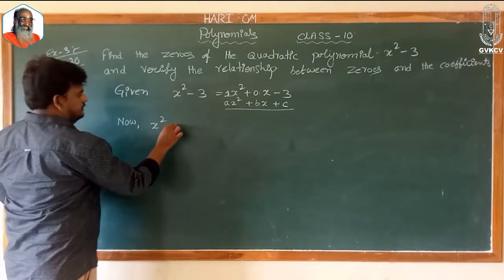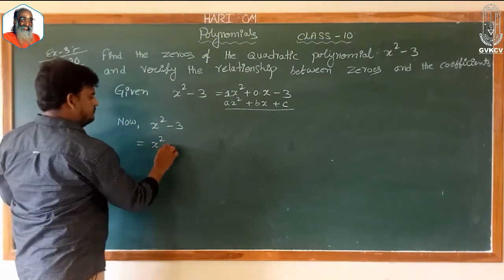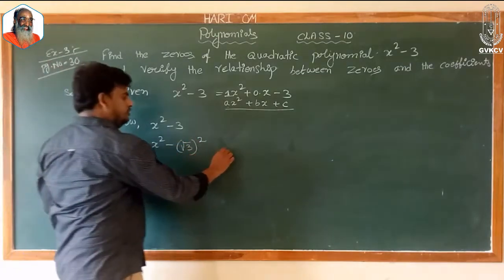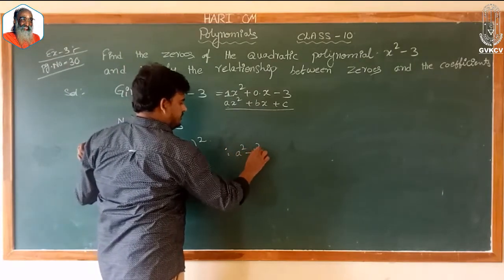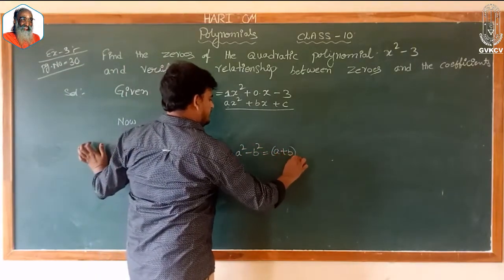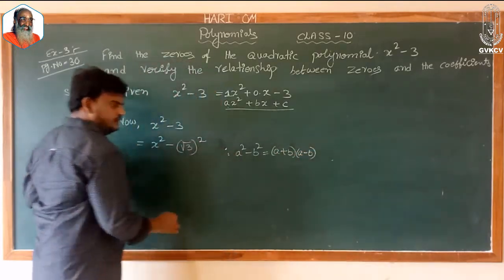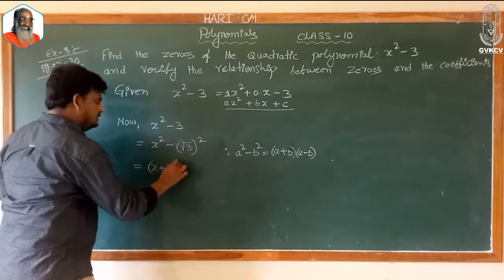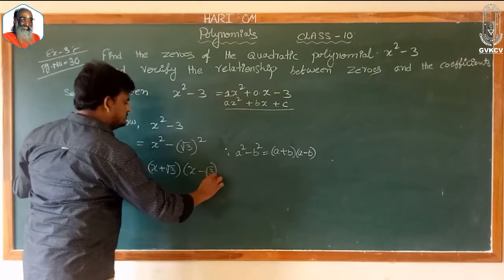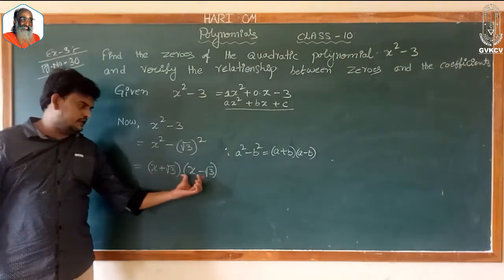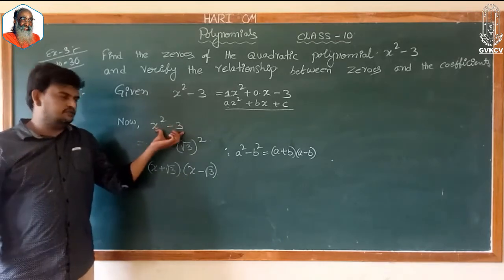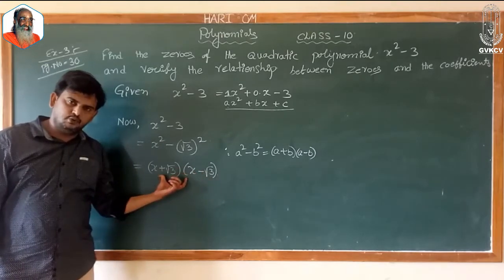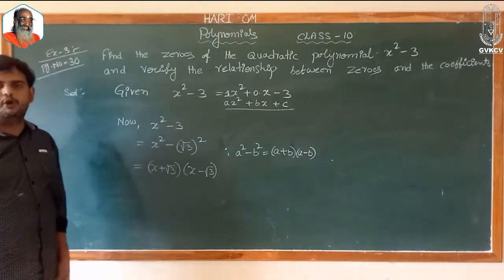Now x square minus 3. I can write it as x square minus root 3 whole square. It is in the form of a square minus b square, which can be written as a plus b into a minus b. That implies I can write it as x plus root 3 into x minus root 3. So x plus root 3 and x minus root 3 are the factors of this polynomial.